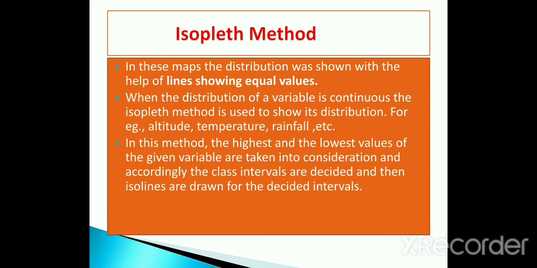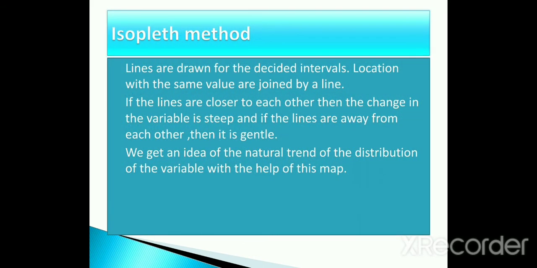When the distribution of a variable is continuous, the isopleth method is used to show its distribution. For example, altitude, temperature, rainfall, etc. are shown with the help of the isopleth method. In this method, the highest and lowest values of the given variable are taken into consideration, and accordingly the class intervals are decided, and then isolines are drawn for the decided intervals. You can see figure number 1.3, the isopleth method, then you will get the idea what the isopleth method is.